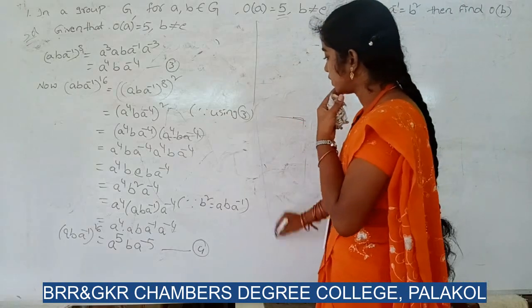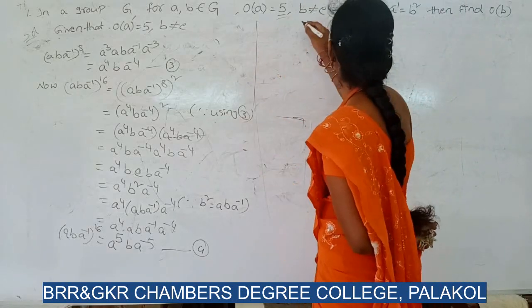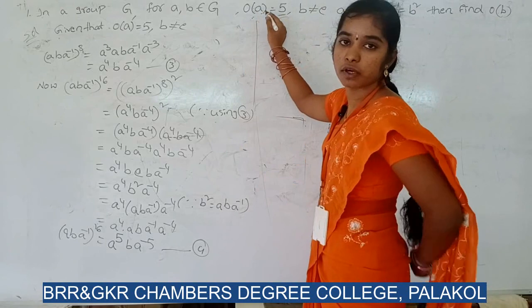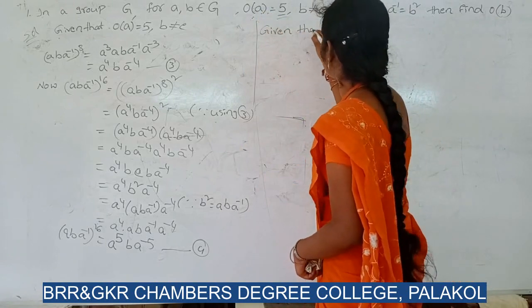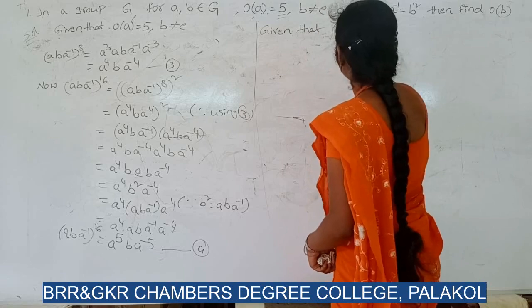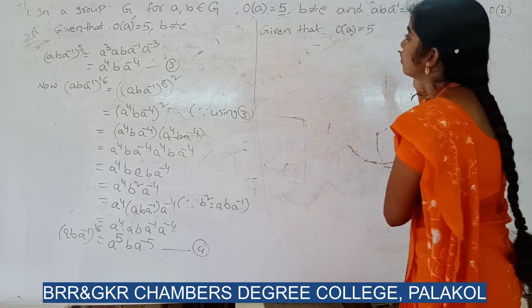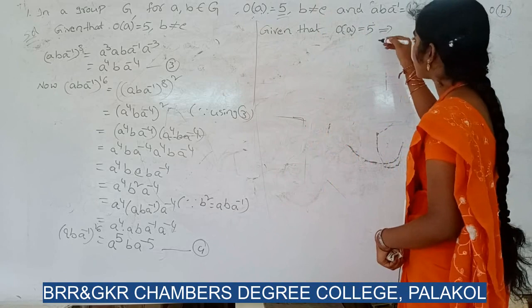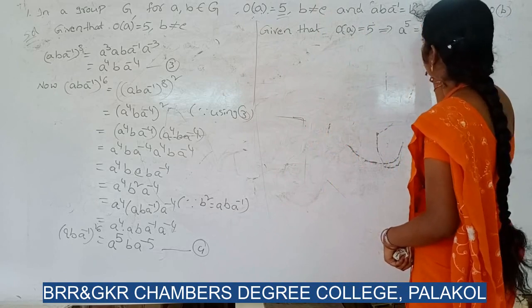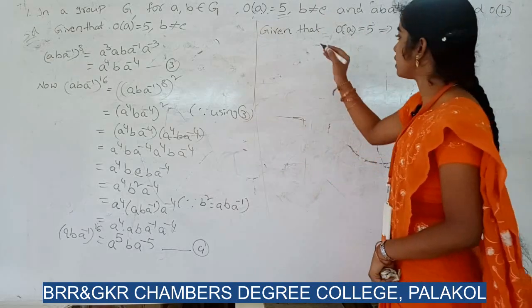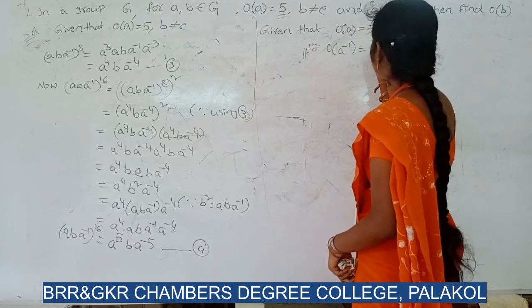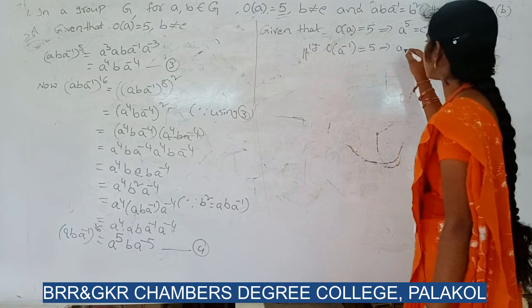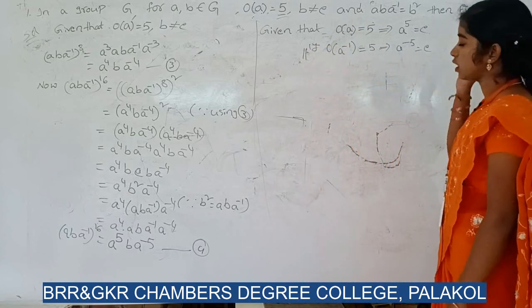So next, already given in the question, order of A equal to 5. It can be written as A power 5 equal to E. So similarly, order of A inverse equal to 5. So it can be written as A power minus 5 equal to E.